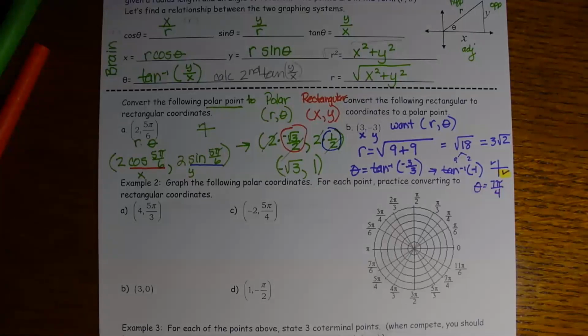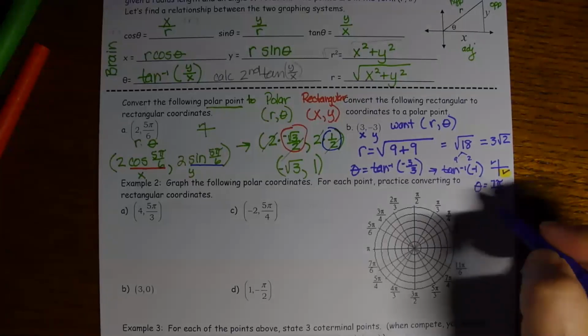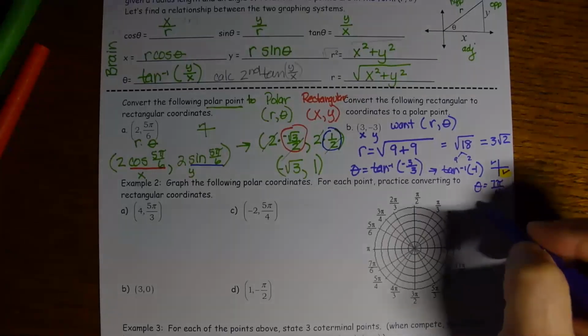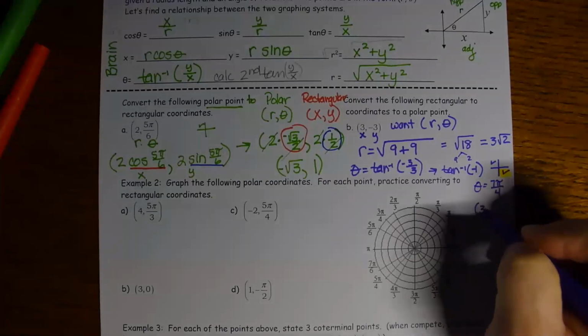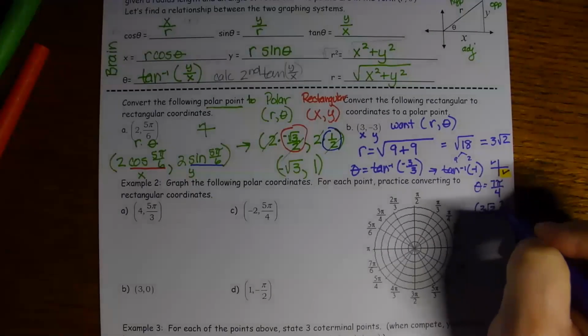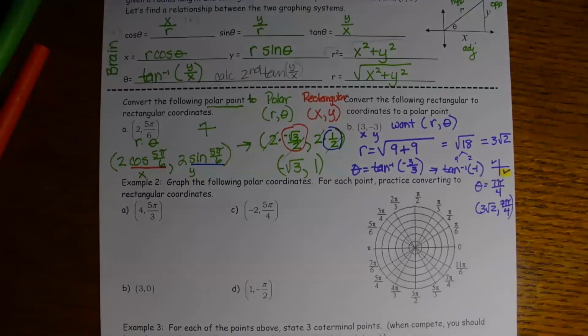That goes back to your old brain that we made, so pull that out. So our answer for this is going to be 3 square roots of 2, 7 pi over 4. And I write too big. Is that okay? Could you do that now that you have a system for each one?